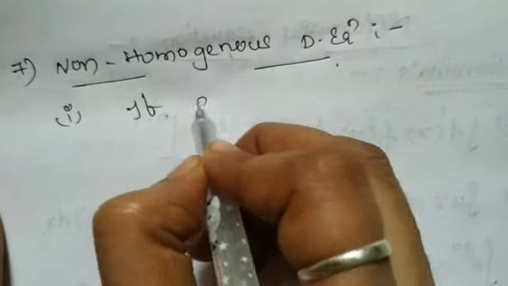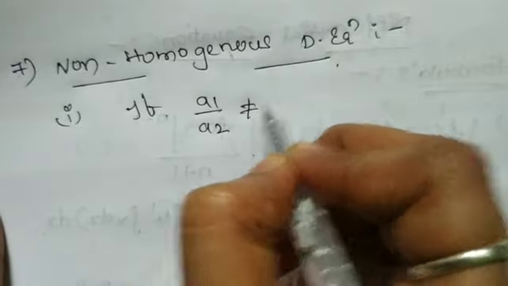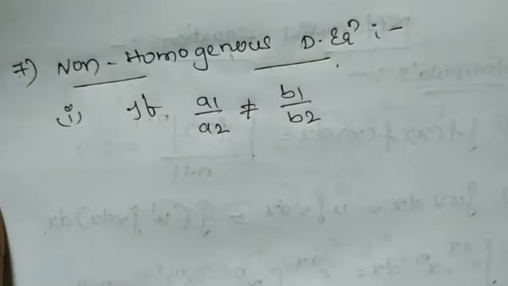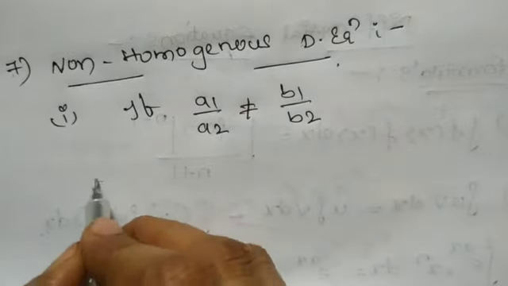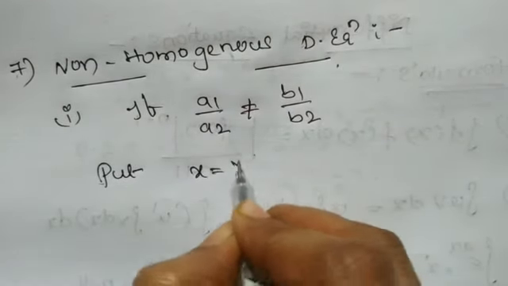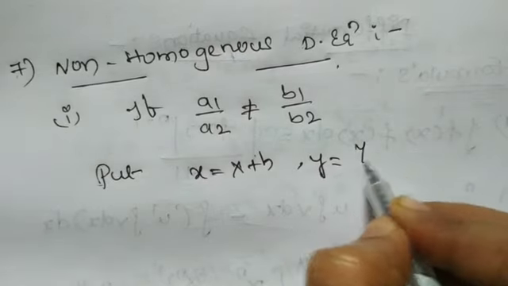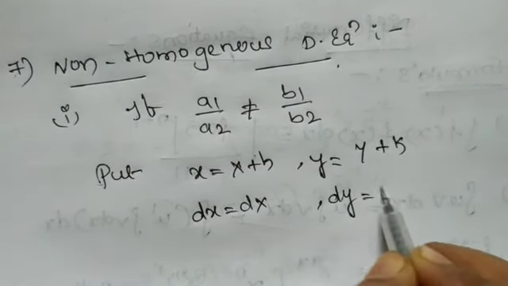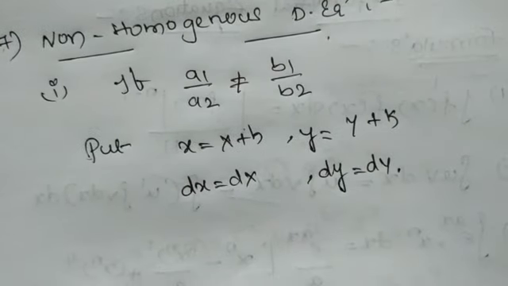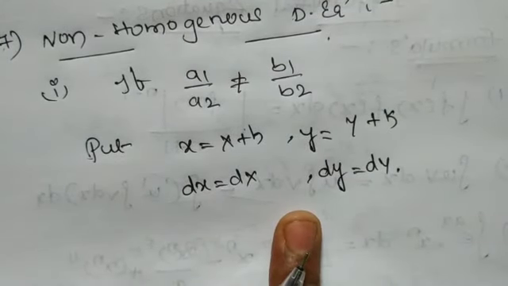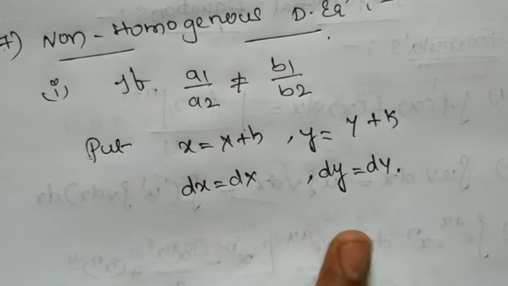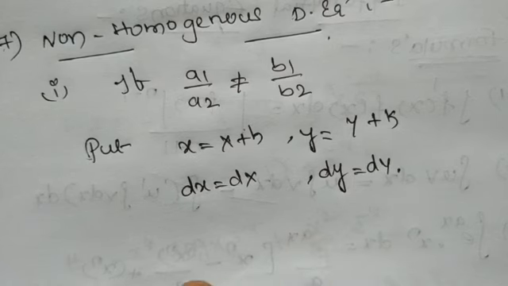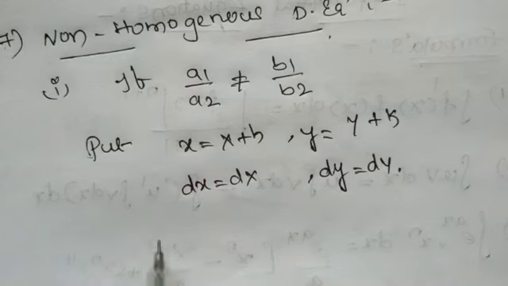First case, if a1 by a2 is not equal to b1 by b2, then put x equal to X plus h and y equal to Y plus k, then dx equal to dX and dy equal to dY. Substituting these values in the given problem, we get two equations. Solving these two equations we get the h and k values, and then substituting the values in the given problem we get the solution. So this is case 1.